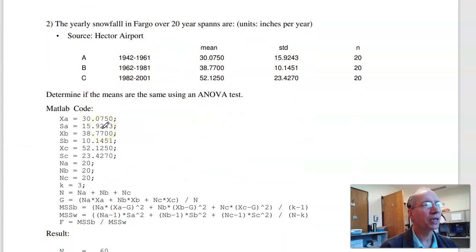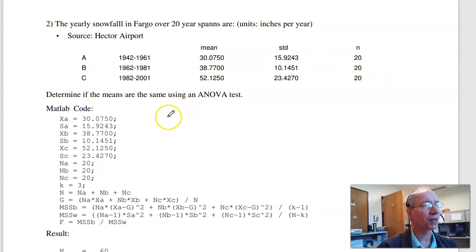Problem 2. Let's look at the snowfall. Is the snow consistent over 20-year spans? Well, to do that, go to Hector Airport in Fargo. That has the snowfall amounts. Here's the snowfall during first 20 years, second 20 years, third 20 years, mean, standard deviation, sample size.